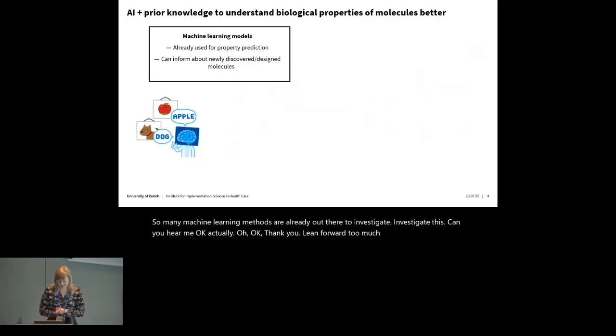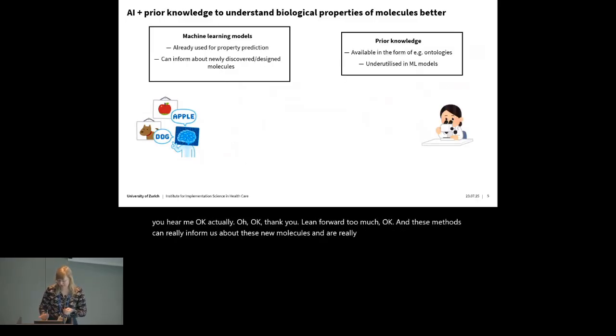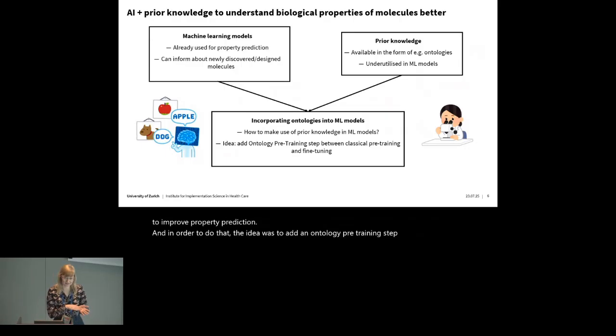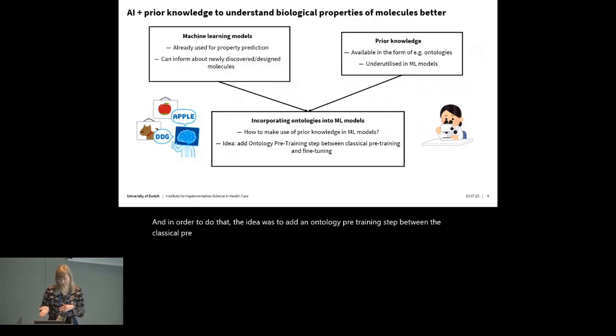Okay. And these methods can really inform us about these new molecules and are really useful. However, they are not incorporating prior knowledge that much at the moment. And we have a lot of prior knowledge available in ontologies. And so our plan was to bring them together to improve property prediction. And in order to do that, the idea was to add an ontology pre-training step between the classical pre-training and the fine-tuning.